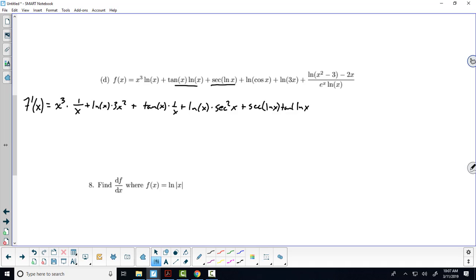Natural log of x. Can you guys see that okay? I know I'm writing small. I'm trying to fit it in. I'm not going to make it across the page anyway, so I don't know if it's worth it.